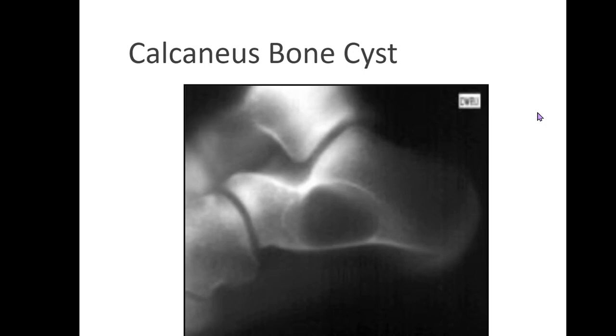This is a calcaneus bone cyst. You can see the area is lucent, it's filled with fluid, so it's less dense than the area around it, and it's got a very sharp boundary or edge. So cysts are usually very circular.